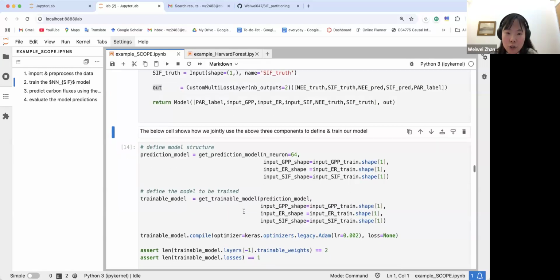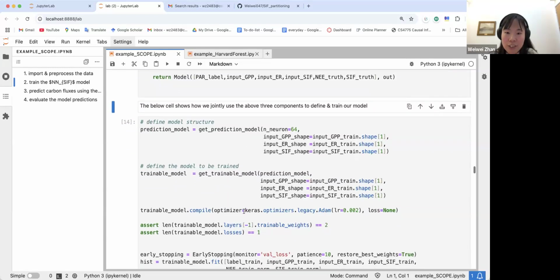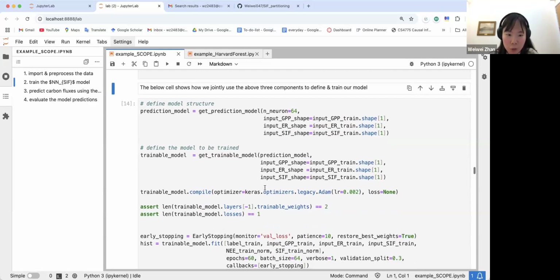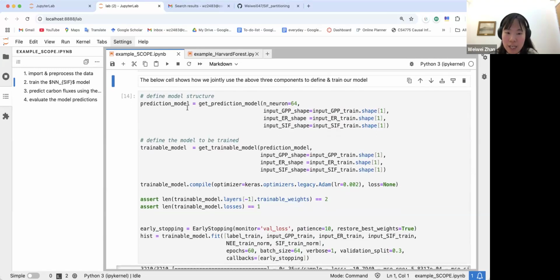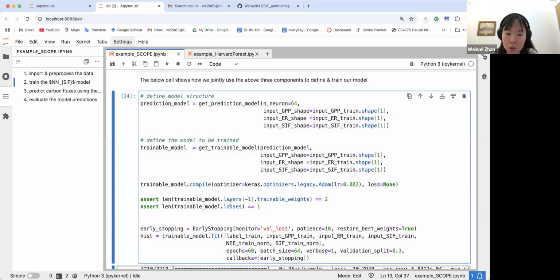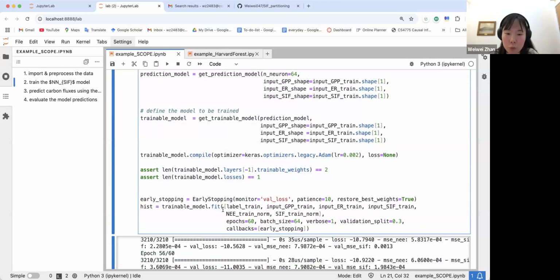And this cell shows how we jointly use these above three components to define and train our model. So first we define our model structure, and then we define the model to be trained, and we compile the model, and finally we fit the model.